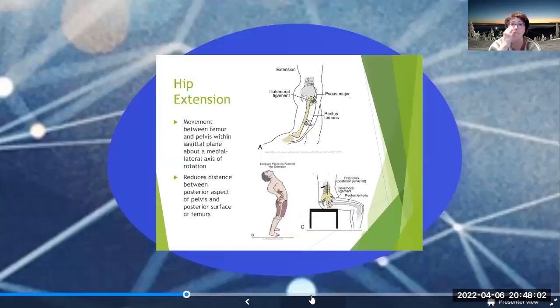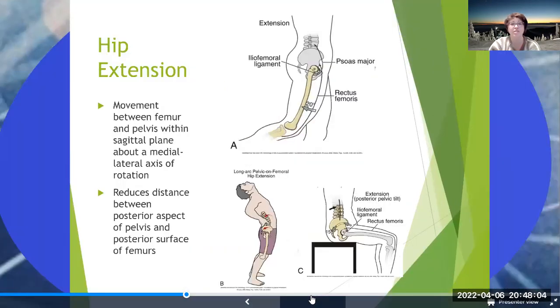Okay, so the next motion is hip extension. So hip extension is movement between the femur and the pelvis within the sagittal plane about a medial lateral axis of rotation, just like flexion, same plane, same axis, except hip extension reduces the distance between the posterior aspect of the pelvis and the posterior surface of the femurs. So muscles that are going to do hip flexion are going to be anterior to the medial lateral axis. They're going to have a line of pull that's anterior to the medial lateral axis.